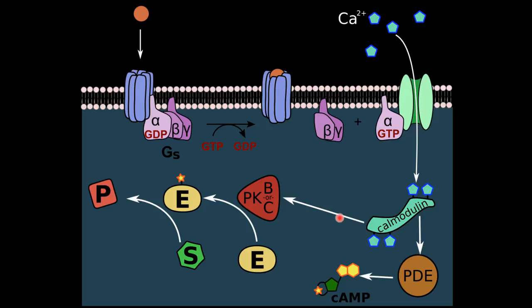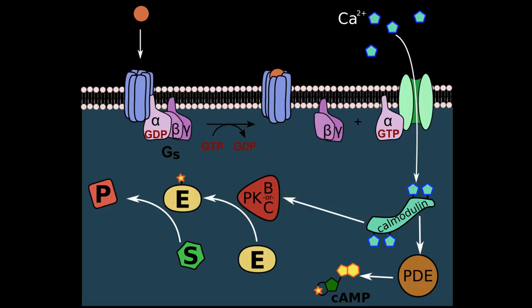The main line of things here is that it can go on to activate protein kinase B or C, depending again on what cells we're in, and then does pretty much the same thing that protein kinase A does. It phosphorylates an enzyme, which then either turns on or turns off that enzyme, and either starts turning substrate into product or stops that.